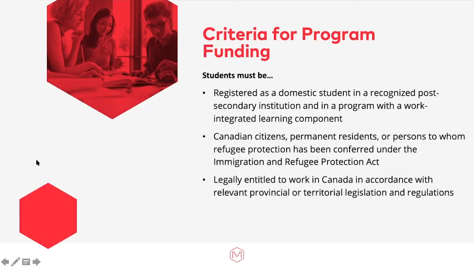Students eligible to participate in the program must be registered as a domestic student in a recognized post-secondary institution and within a program that has a work integrated learning component. So this can take a number of forms. Most commonly, you would know it as a co-op or an internship. Some students require a certain amount of hours to complete out in a community placement or in a work placement to receive their academic certificate or degree.